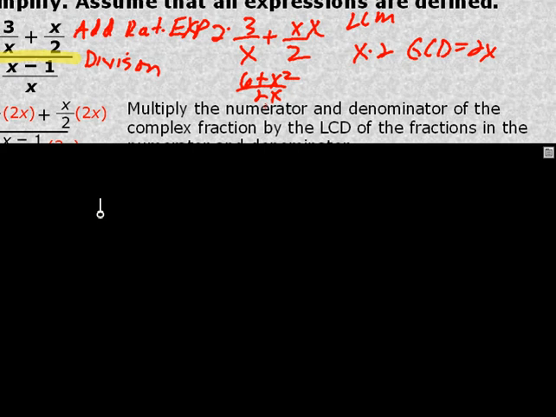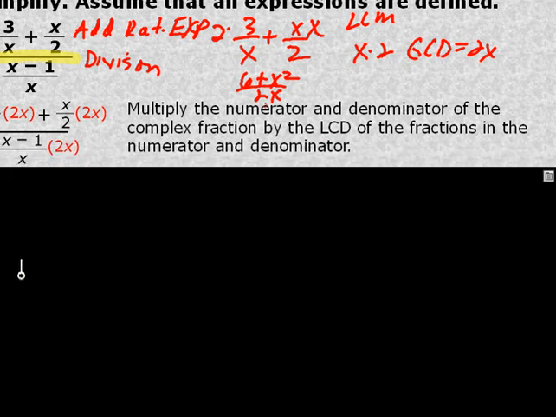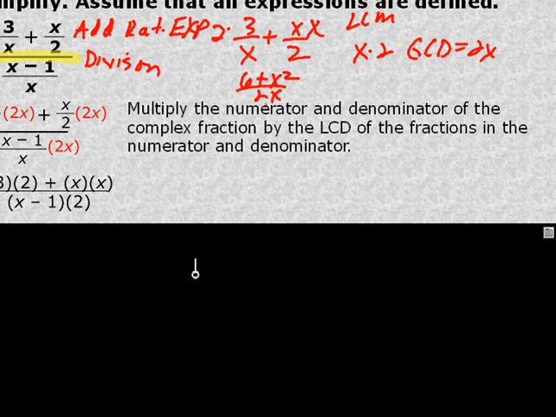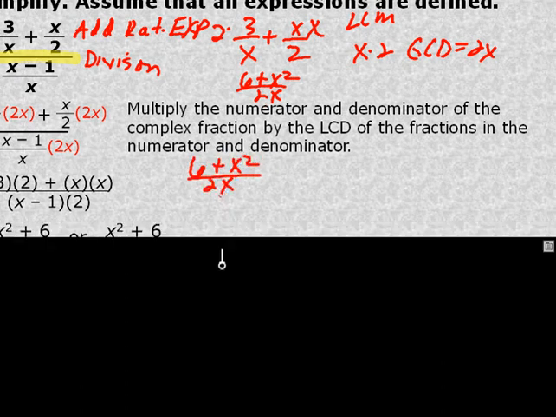And I'm not really sure why they did it this way. This is not the way I would do it. So, well, now they've gotten to this part. So maybe what I'll do, you can look at this, but I'll show you how I would do it. So now we have 6 plus x squared over 2x divided by x minus 1 over x.